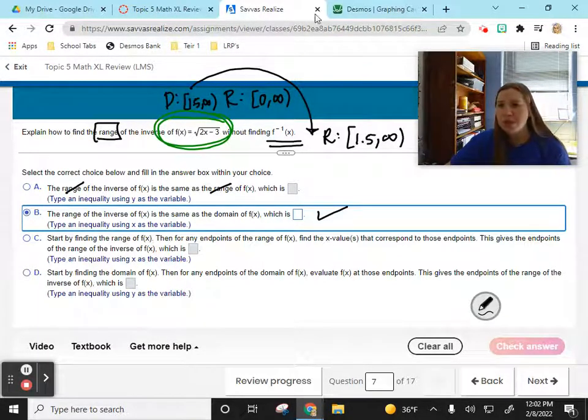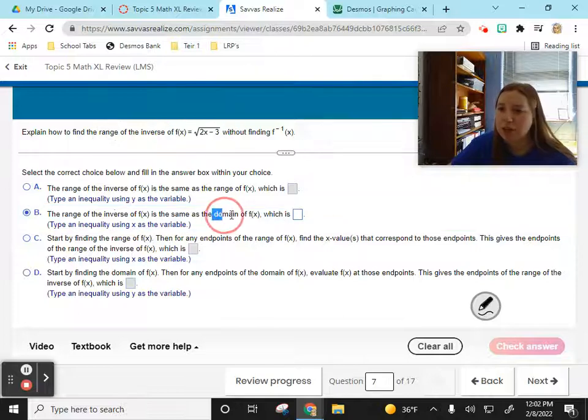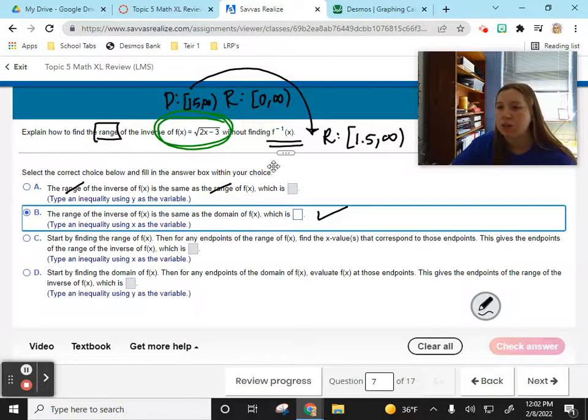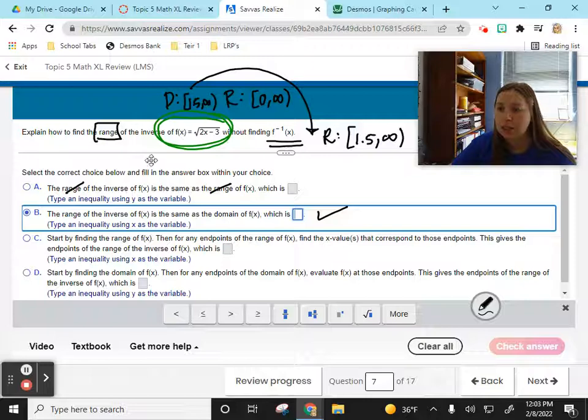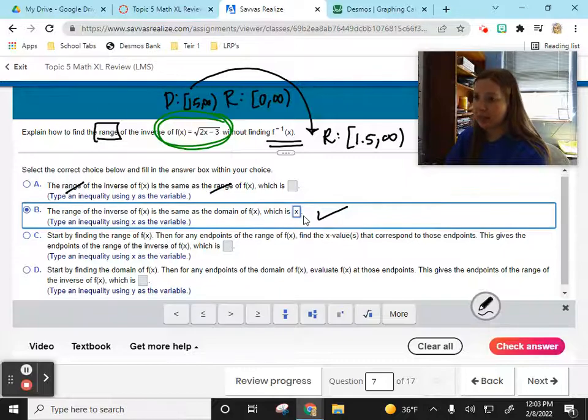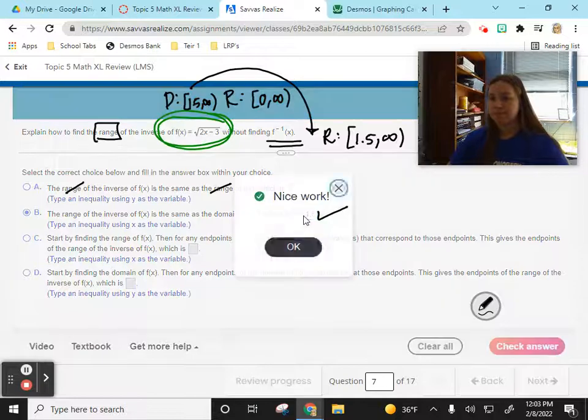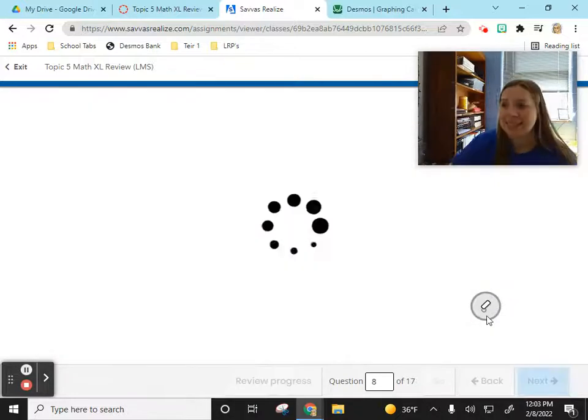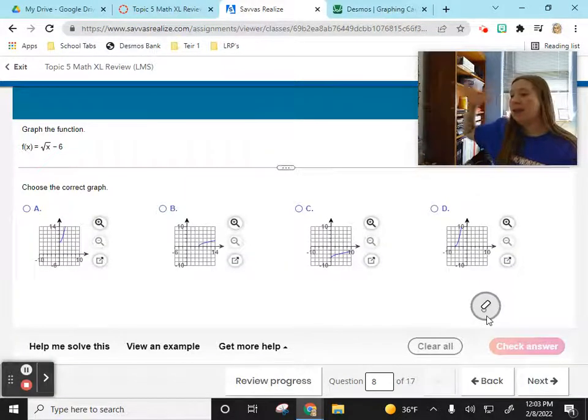And it's weird to figure out what it's asking, but it's asking me for the domain of f of x, which is what we answered here. But it wants it as an inequality instead of an interval. So I'm going to say x is greater than or equal to 1.5. Yes. Okay. So our next one is just graphing the function.